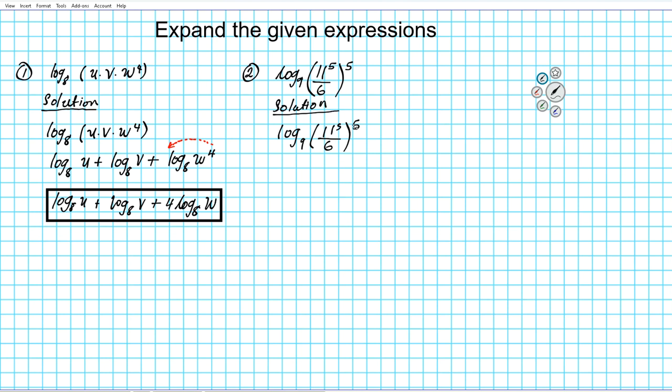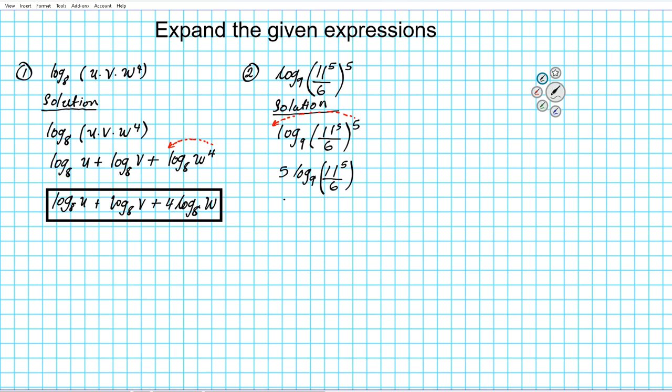Okay, so how do we deal with this exponent here? It's powered up, so we're going to use the power property to power it down. It becomes a coefficient. So this becomes 5 log base 9 of 11 to the 5th power over 6. Now we're going to shift our attention to the quotient operation. Division of numbers is equivalent to the log of the difference, right?